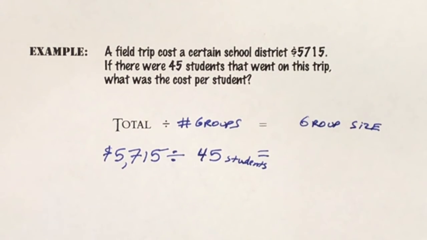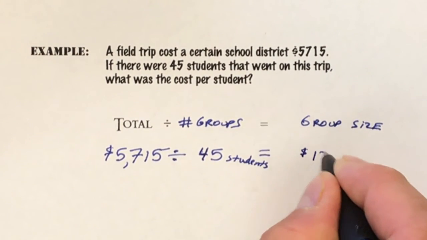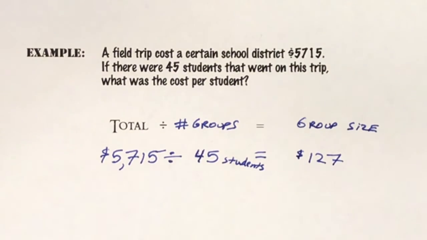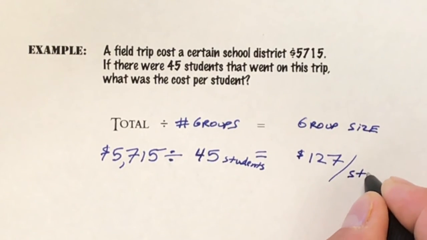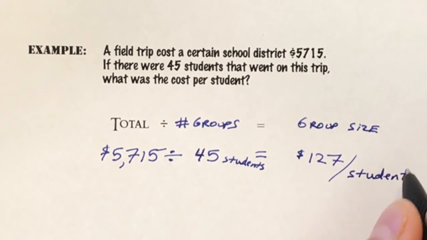In other words, group size, I mean, what are we talking about there? $5,715 divided by 45 students. What is the group size? I don't just mean a number. We can get the number. The number, that's $127. Well, what does that mean, $127? Group size, $127. What is that? It's the cost per student. It's how much money one student will cost on that field trip. So, just a couple of word problems for you to think about.